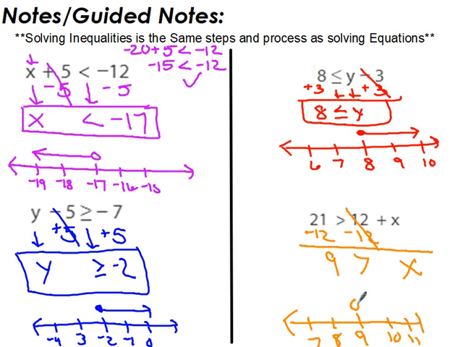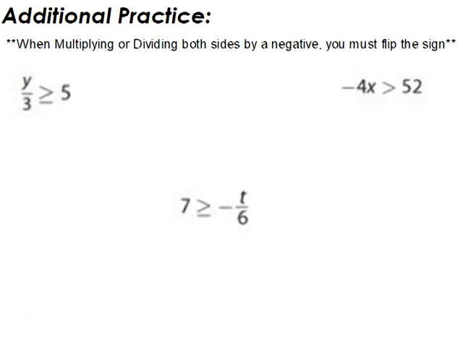Now, looking at these next three, we have a special rule here, and this is the one part that's any different than solving equations. This is the one little extra rule that changes inequalities just a tiny bit. And that is when you multiply or divide both sides by a negative, you must flip the sign.